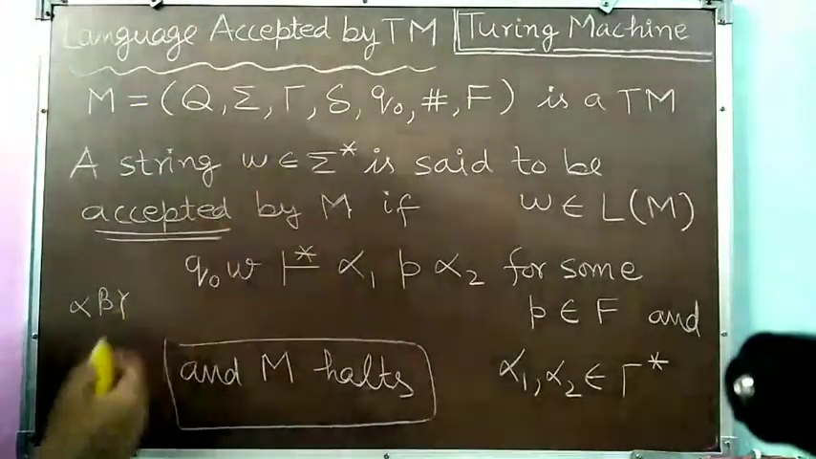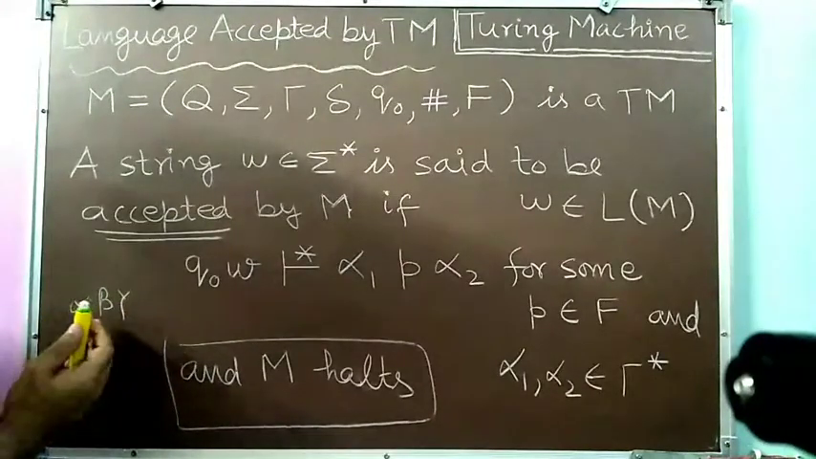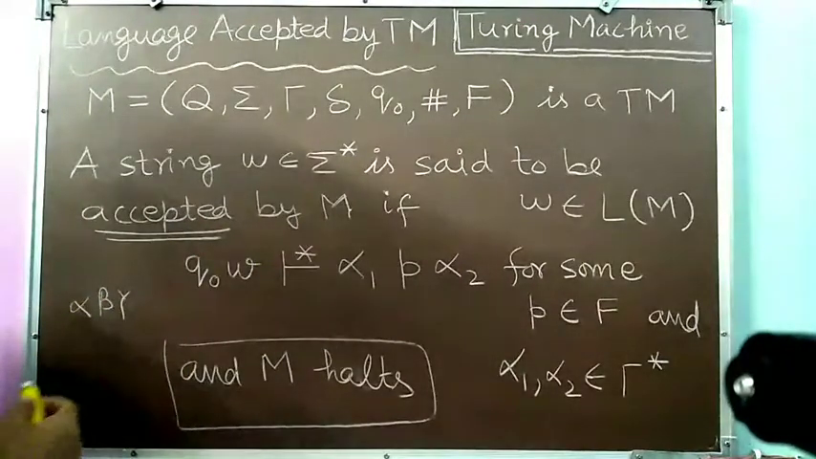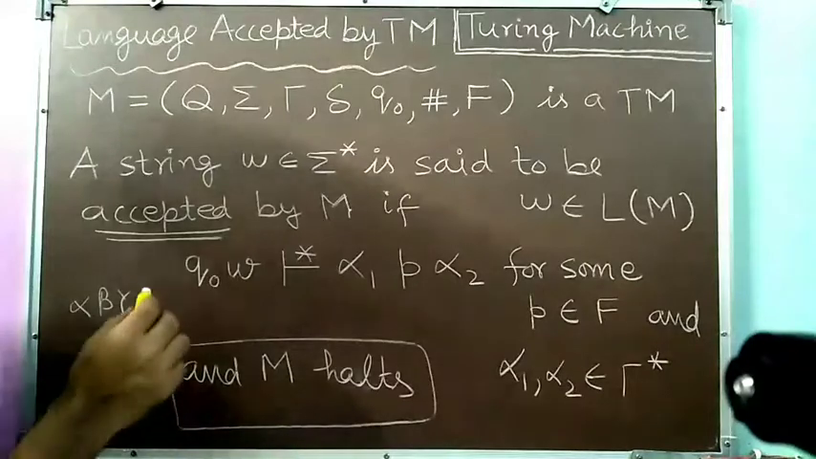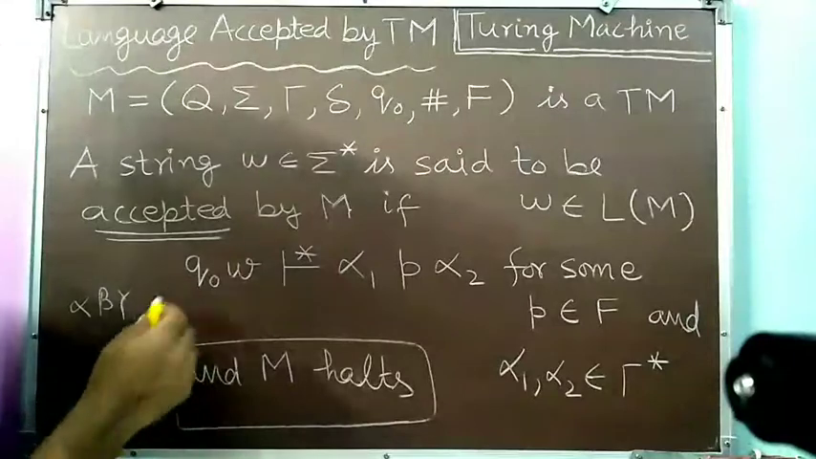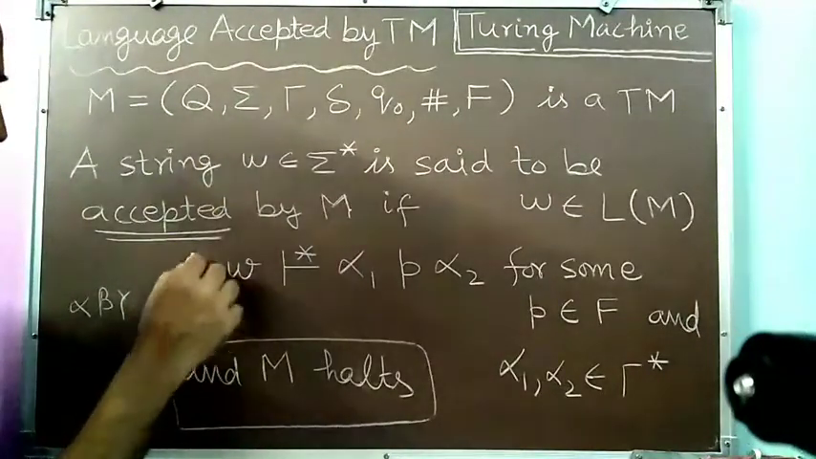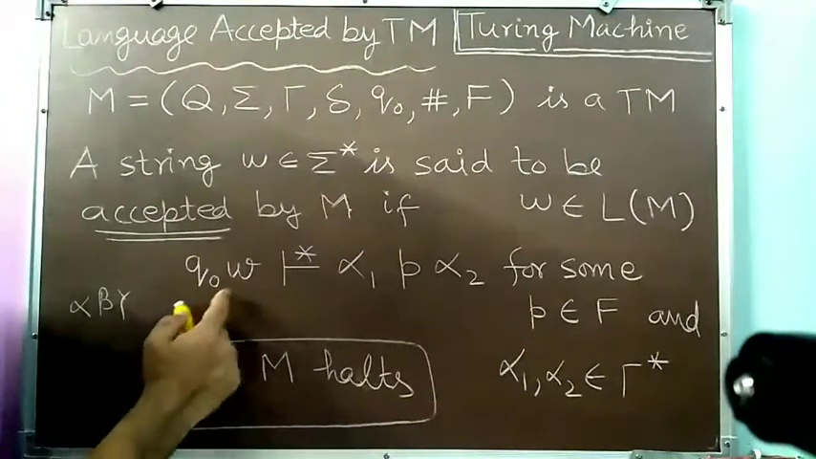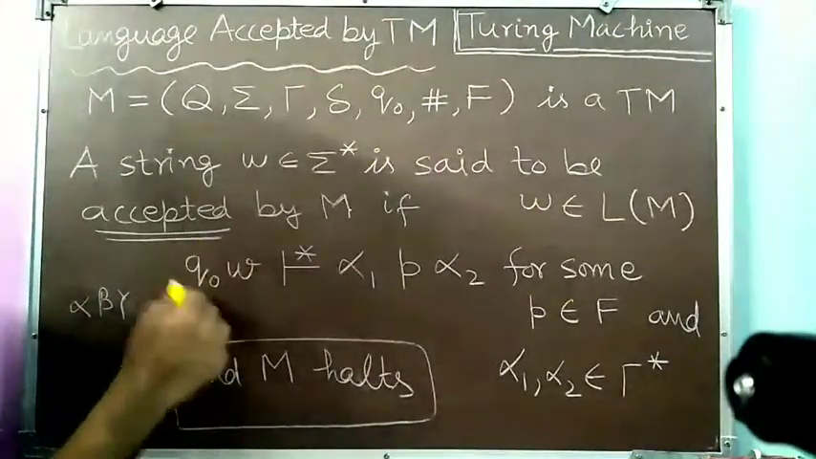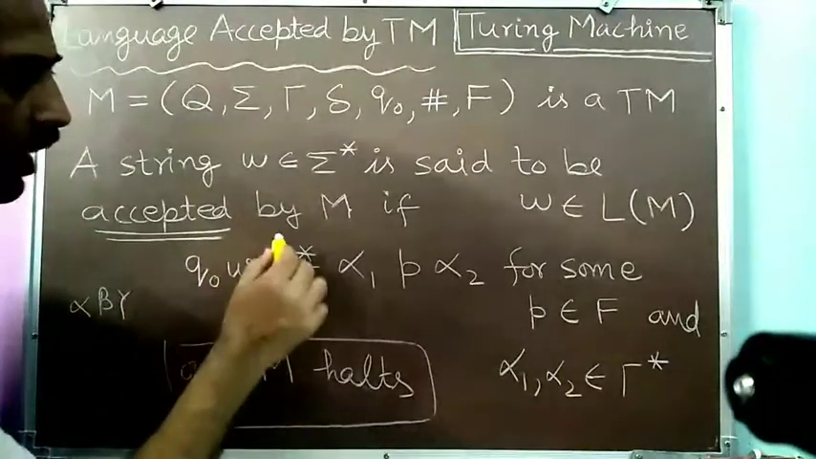Our ID in the case of a Turing machine is of the form alpha, beta, gamma, where alpha is the string to the left of the read-write head, gamma is the string to the right of the read-write head, and beta is the state. Initially, the whole string will be to the right of the read-write head, because we start processing our string from the very first symbol. So q0 is the initial state, and the read-write head is at the first symbol of W. So the whole of W is to the right of the read-write head. So q0W is the initial ID.